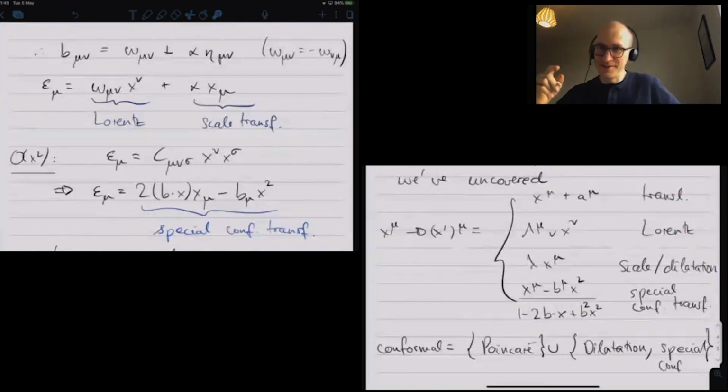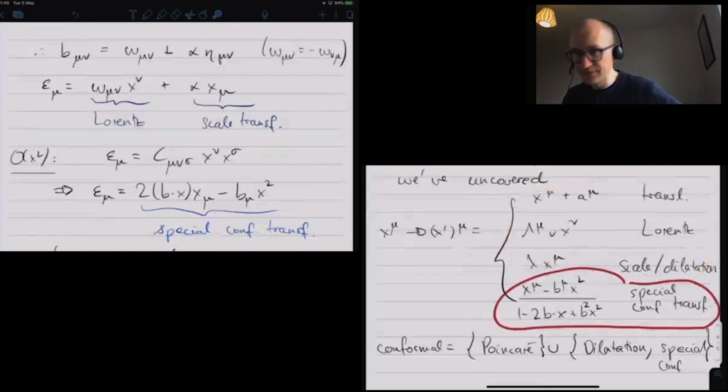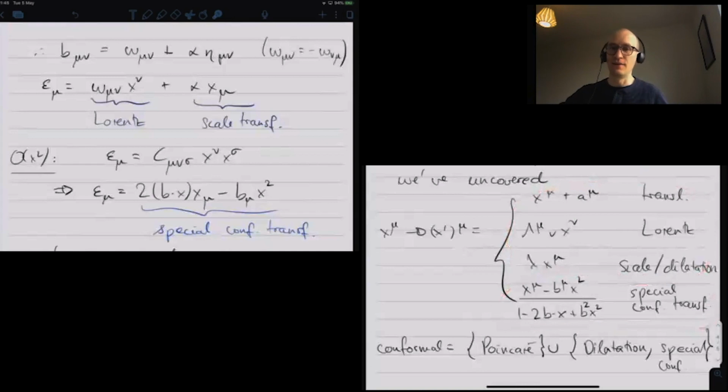Right. So getting the finite transformations is okay for most of these. But to get the finite from the special conformal transformation is actually quite difficult. I believe there is actually a question on that on the examples sheet.